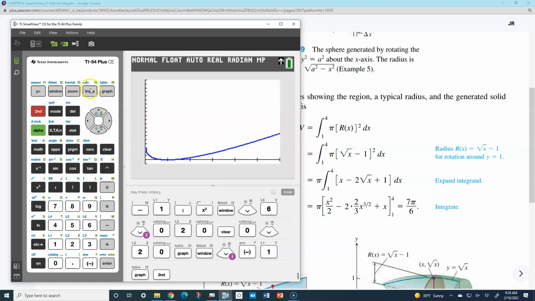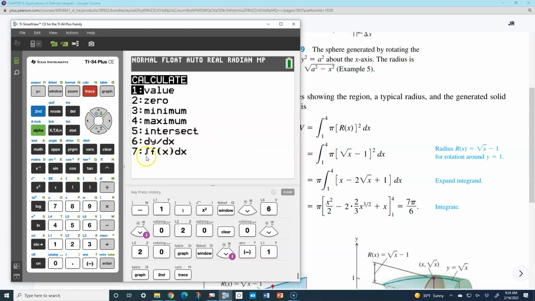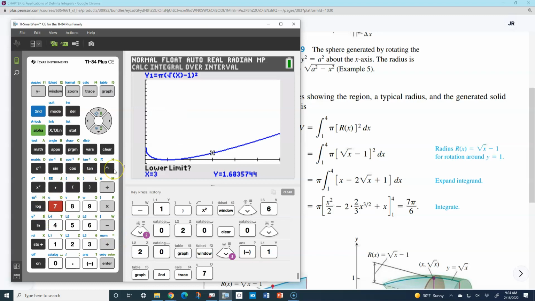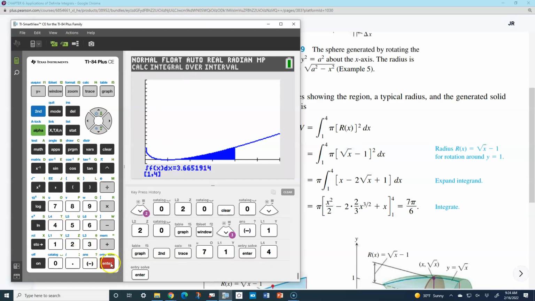So I hit second calc, and I do option 7. That gives me the integral of f of x. Option 7. And I can type in a lower limit and an upper limit. My lower limit's 1. My upper limit is 4. And it tells me the answer. Look here. 3.6651914.